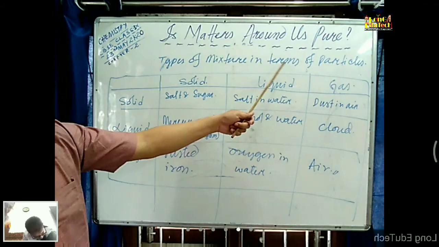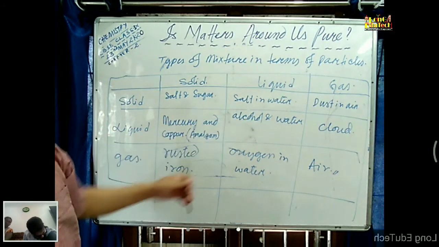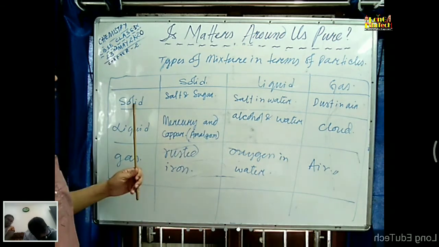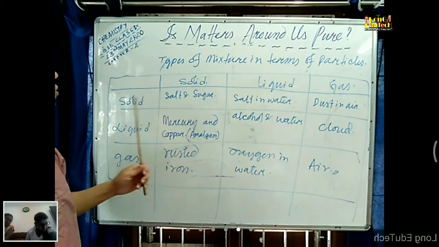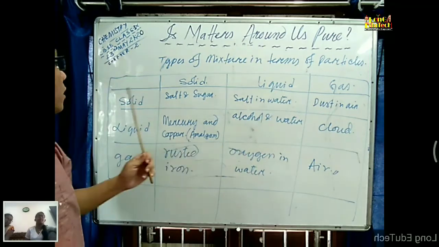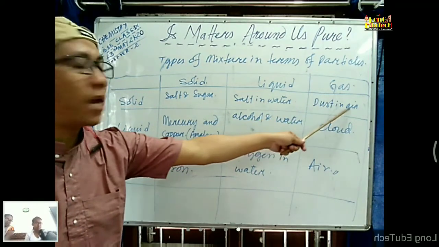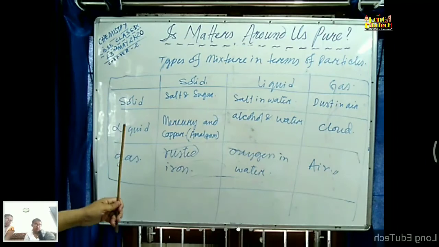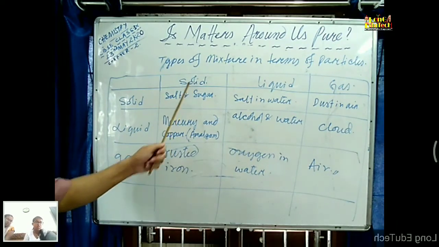So these are the types of mixture in terms of the particles. Solid-solid, that is salt and sugar. Solid-liquid, salt in water. Solid-gas, dust in air.